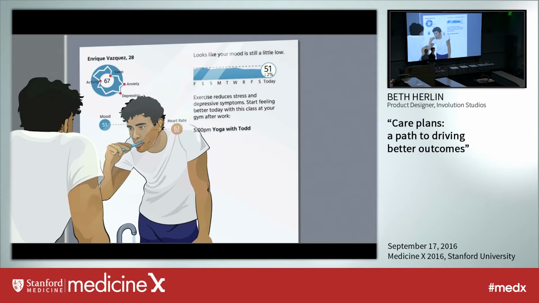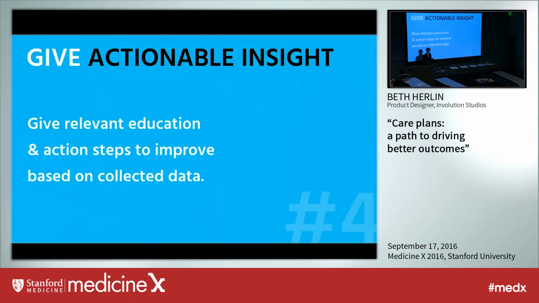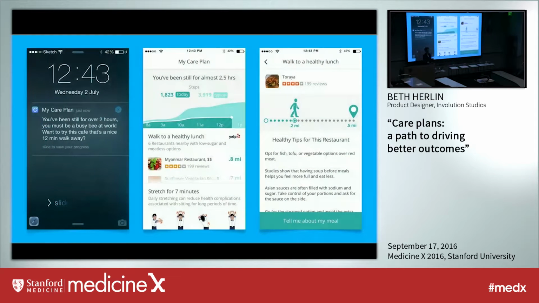And this kind of translates into the next design principle, which is this idea of giving actionable insight, because the data isn't as important as what you're actually supposed to do with it. This means giving relevant education and action steps to improve based on that data that we're collecting. And this can be as simple as a doctor giving a patient an educational pamphlet that's relevant to them, or it could be as high-tech as a mobile app that the patient has that is tracking things like their physical activity, and not just displaying that physical activity, but actionable insight about it.